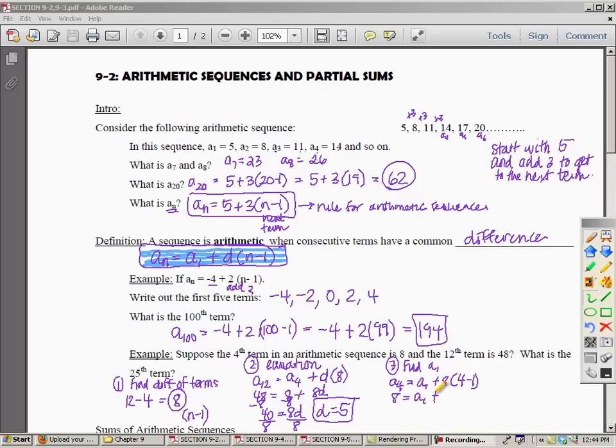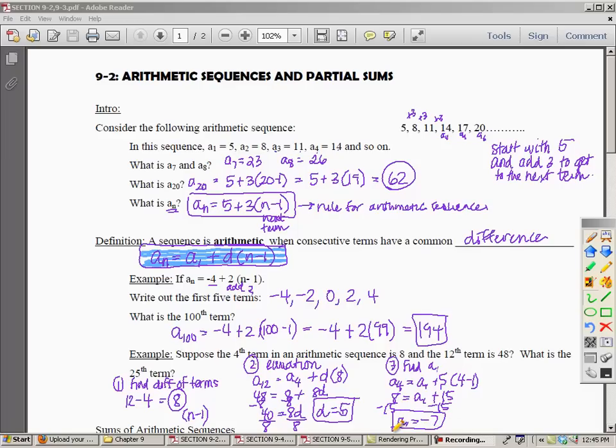I'm sorry, not 8. What am I doing there? The difference we said is 5. I'm sorry, let's plug in this correctly. If I look at 5 times 3, I get 15, and I subtract 15 on both sides. The first term then is negative 7.